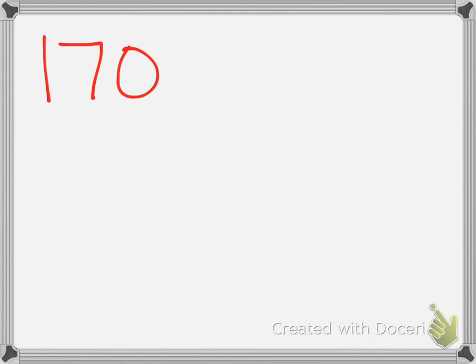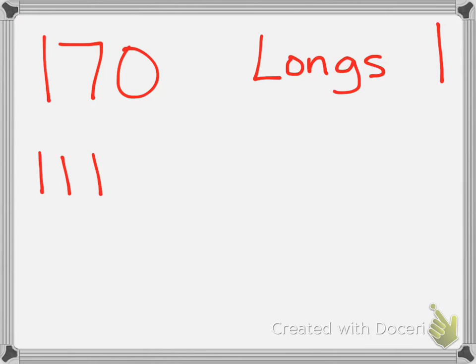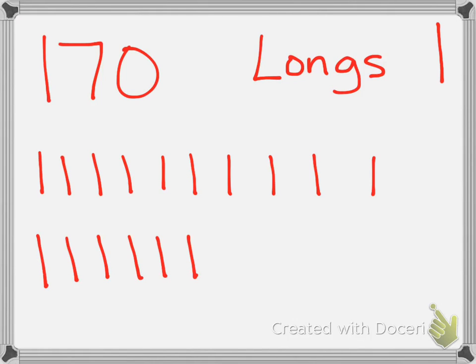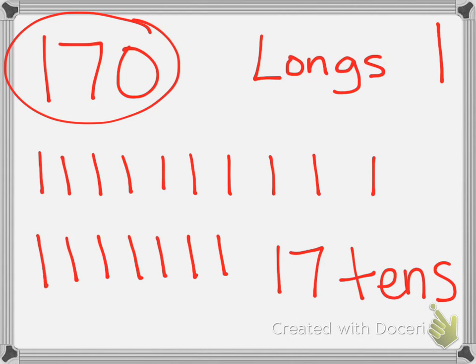My first example is 170, and instead of saying 170, I could group it by using longs. Longs are each worth 10, and we just demonstrate them with a long rectangle, so to speak. So each one is worth 10, so I could go 10, 20, 30, 40, 50, 60, 70, 80, 90, 100, 110, 120, 130, 140, 150, 160, 170. And so in this case, I have 17 longs or 17 tens, which is also equivalent to 170. They mean the same thing, just another way to state it.